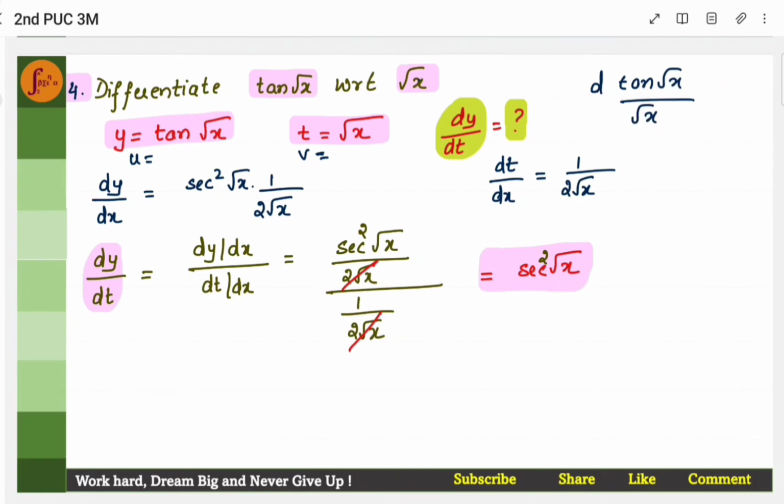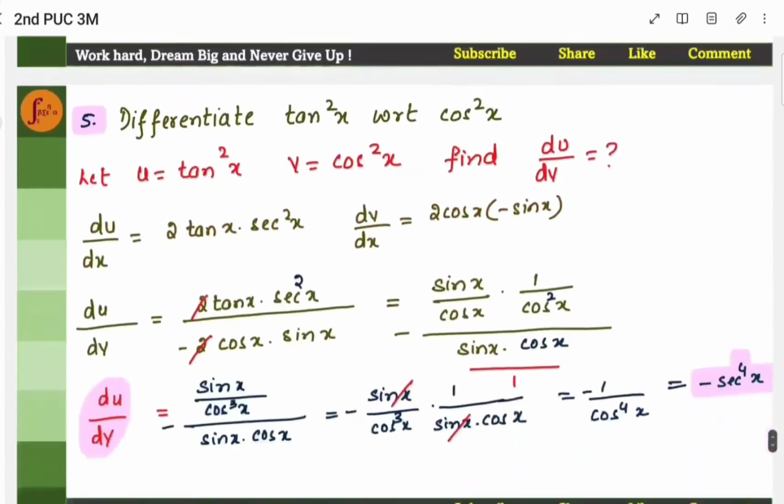Now, what is tan root x? I've considered it as y, so dy. What is root x? I've considered it as t. So, it is dy by dt. Now, I'll differentiate this separately. When I differentiate this, I differentiate with respect to x. Whatever is here, I'll differentiate with respect to that particular variable. So, I have x here, so differentiate with respect to x. Here also I have x, so I'll differentiate with respect to x. Divide both of them, and I'll get this.